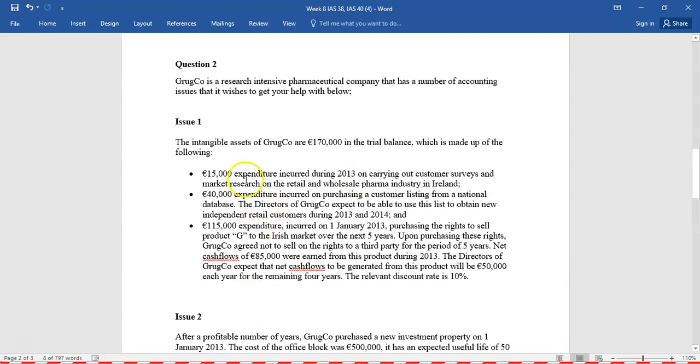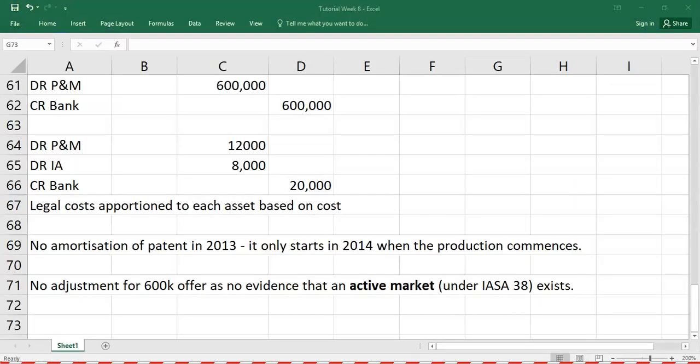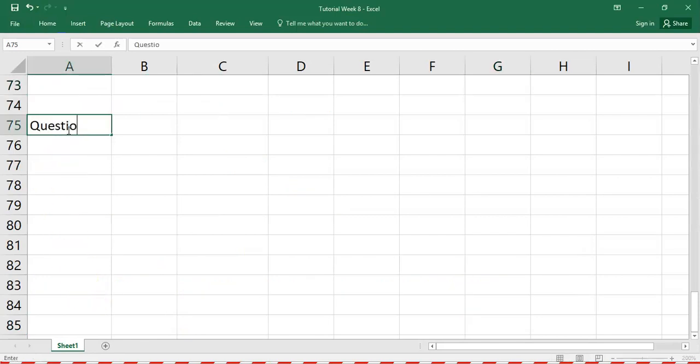So issue 1 then, the intangible assets of GrowCo are 170,000 in the trial balance, made up of 15,000 expenditure carrying out customer service and market research, 40,000 relating to the purchase of a customer listing, and 115,000 expenditure on the rights to sell product G. So there's your 170,000, and we have to figure out, are they correctly accounted for under, hopefully you know, IAS 38 is the standard. So we're going to do here question 2, issue 1, and we know what IAS 38 is, to deal with intangible assets.